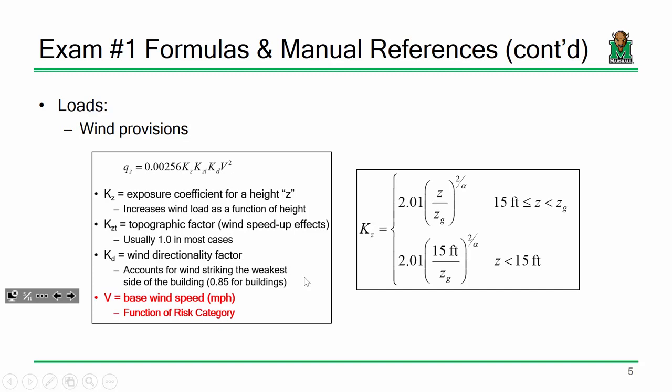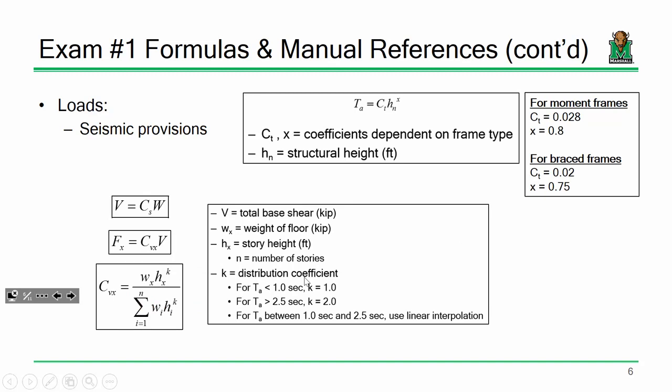Okay, now as for what I provided you in this, I've got wind provisions. So I've got the base wind pressure equation, and I've also got the wind exposure coefficient. I've got the formula listed there. That was sort of the tricky part, I guess, for computing wind pressures on a building.